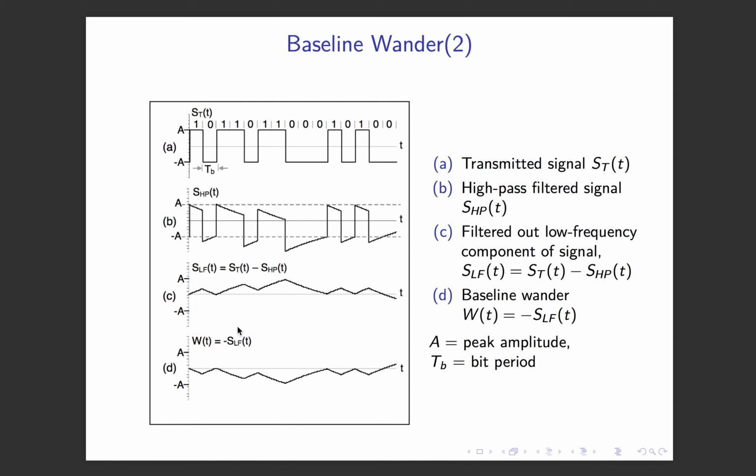We can see the baseline wandering function is just the 180-degree phase difference with the low frequency signal part. I mean, it's just inverted in sign. So A here is the notation mentioned here. Okay, so we have to go back and forth for this slide because we will describe this figure in the next few minutes.